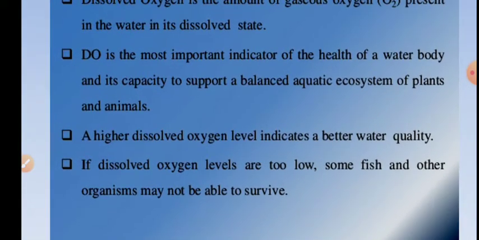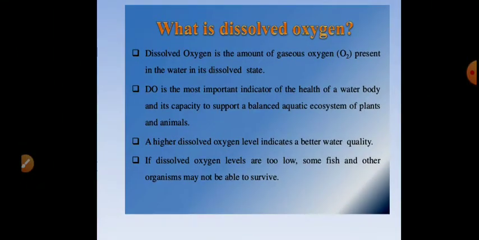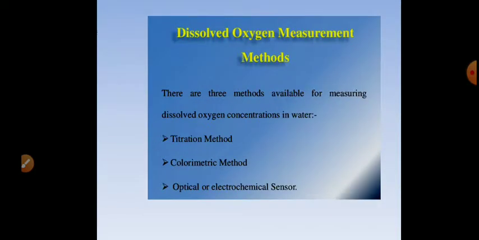A higher dissolved oxygen level in water indicates better water quality. If dissolved oxygen levels are too low, some fish or aquatic life may not be able to survive. Okay? A lower oxygen level indicates that more microbes are present, or more organic matter is being dumped into the water body.